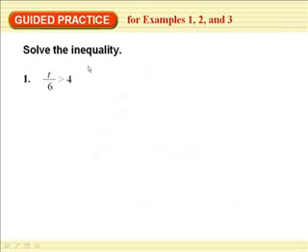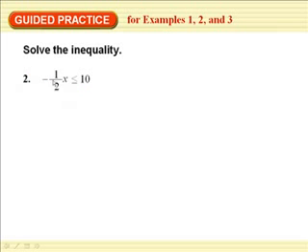So we look at the side with the letter T, divided by 6. The opposite of dividing by 6 is to multiply by 6, and you do that to both sides. I get T on this side. Now we decide, do we need to flip the sign? No, because we did not multiply by a negative, so the sign stayed the same. And 6 times 4 is 24. So we have T is greater than 24.